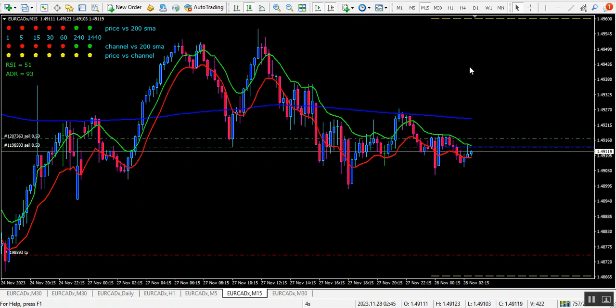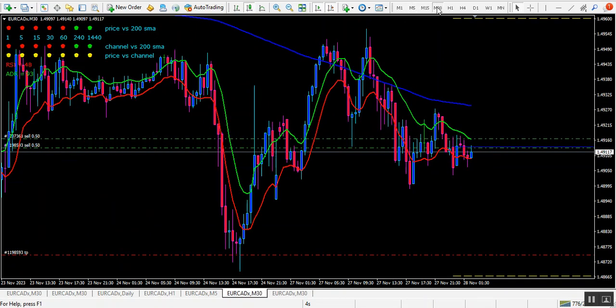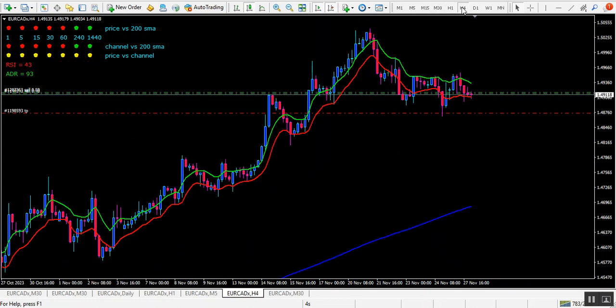So here we are on the 15, and it's less than. Well, I guess we'll have to. 5 minute. See, there's the 5 minute. Red, it's lower. Okay, 30, 60. Both of those are lower. The blue line is the 200 now. Okay, so now we're getting to the 240 and the 1440. See, it's well above and above.